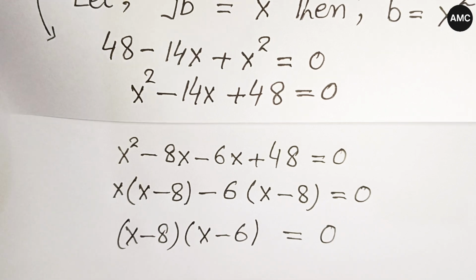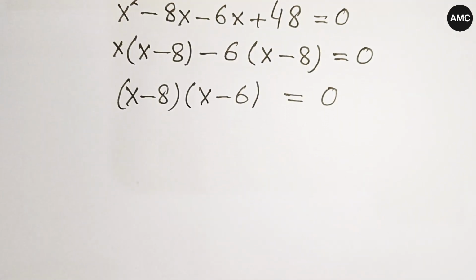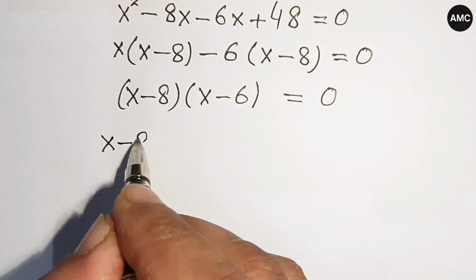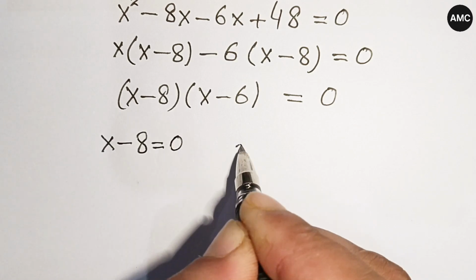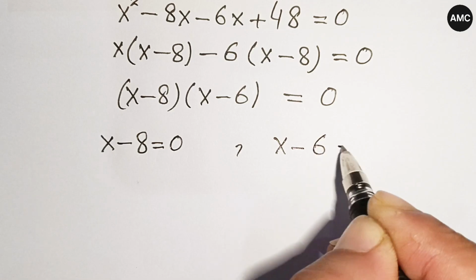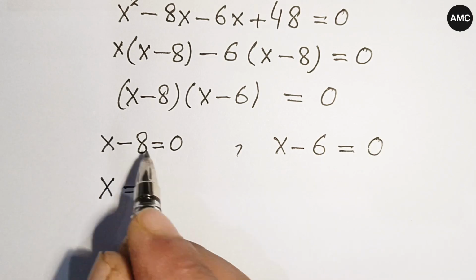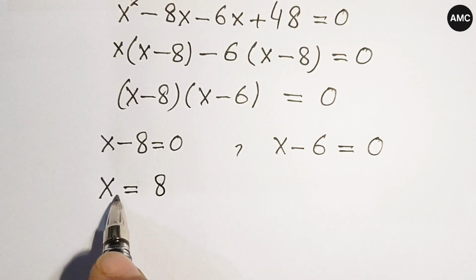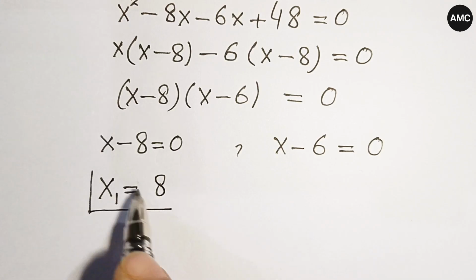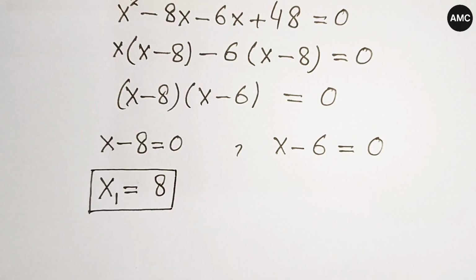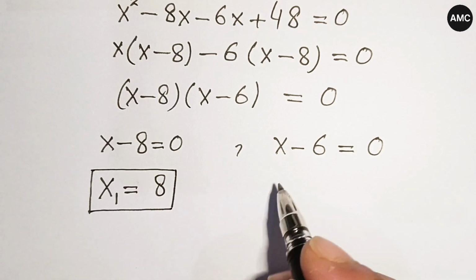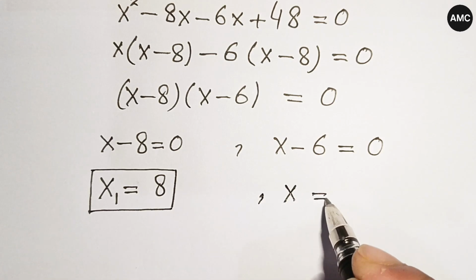Here, according to the system of equations, x minus 8 is equal to 0 and here x minus 6 is equal to 0. Now here, shifting minus 8, we get plus 8. So the first value of x, that is x1, is equal to 8, and here we will get x is equal to plus 6.